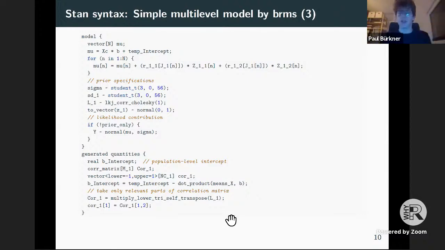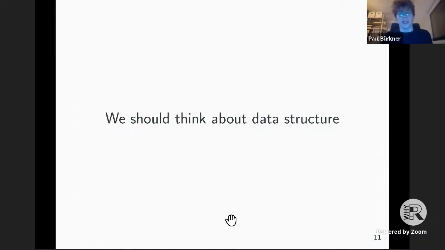Okay, but we don't have to worry about Stan today. We're going to worry about BRMS. So I want to talk about a few things that matter to me when I'm analyzing data in general, but specifically with BRMS. The first thing is that we should think about the data structure when analyzing our data and when building models that fit to our data.